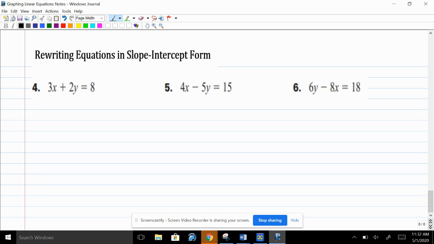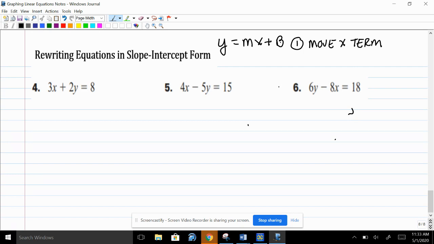When you're asked to rewrite in slope-intercept form, there's two things you got to do. Slope-intercept form is y equals mx plus b, so we're trying to isolate the y. Number one is we are going to move the x term. We're going to move the x term to the other side of the equation.